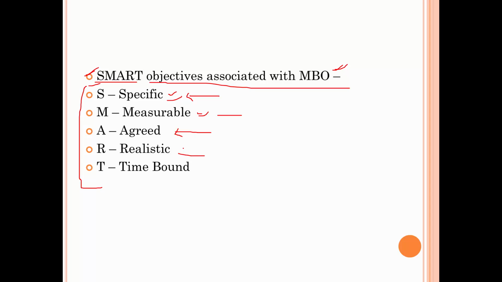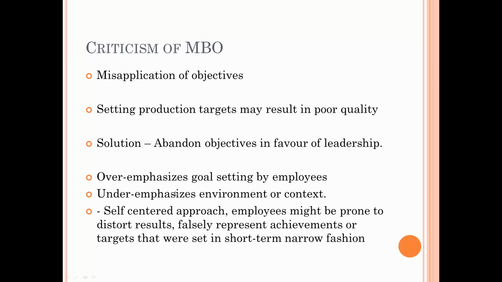Realistic means when workers are setting goals themselves, that should be realistic because they have themselves agreed that we will complete it. And time bound means of course time boundation will be there, otherwise there could not be any comparison between the set standard and what the workers are doing. So just remember this: SMART for MBO, specific, measurable, agreed, realistic, and time bound. If you are writing this, you'll get better marks.